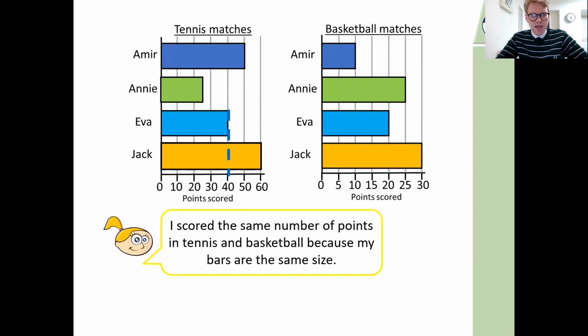Let's have a look then. So Eva, in tennis, she scored 40 points. In basketball, she scored 20 points. So no, she didn't score the same amount of points. Now, even though her bars look exactly the same, we've got a very different scale on our x-axes in this case. On the tennis match one, we're going up in tens. On the basketball axes, we're going up in fives. And so that's just showing us that actually, even though the bars are the same, it's really important that we're looking at the scale and seeing what it tells us.